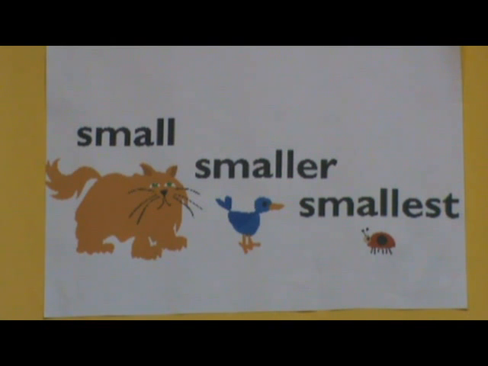Let's look at the second picture. Here you see a cat, a bird and a ladybug. You would describe these three creatures as being small. But how will you compare them? You would say the cat is small. The bird is smaller than the cat. Whereas the ladybug is the smallest of the three.